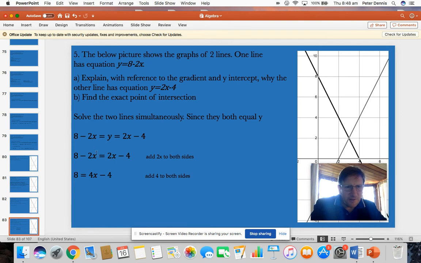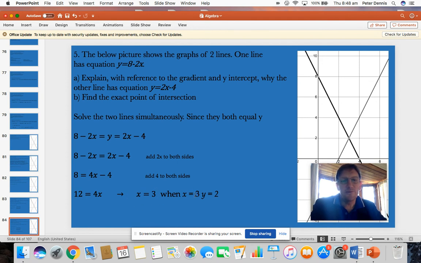We've got a minus 2x on this side, so we're going to add 2x to both sides, so it's going to make it 4x here. And then would it be nice to move this minus 4? What's the opposite of minus 4? Plus 4. So minus 4 plus 4 on this side becomes 0. Plus 4 on that side becomes 12. 4x equals 12, therefore x equals 3.